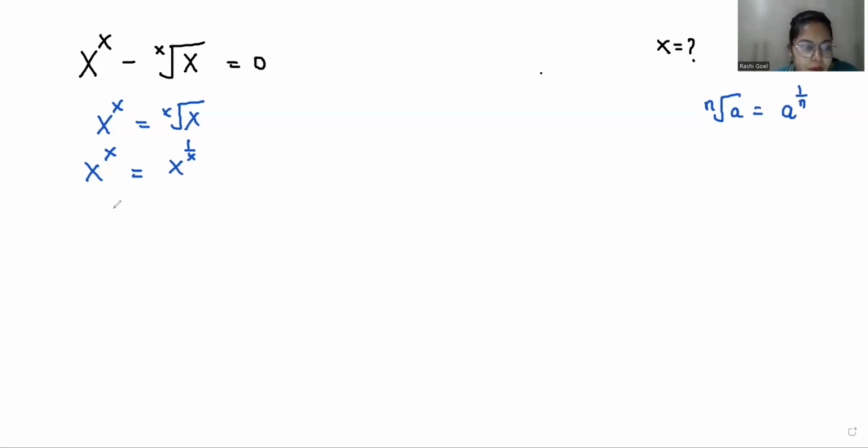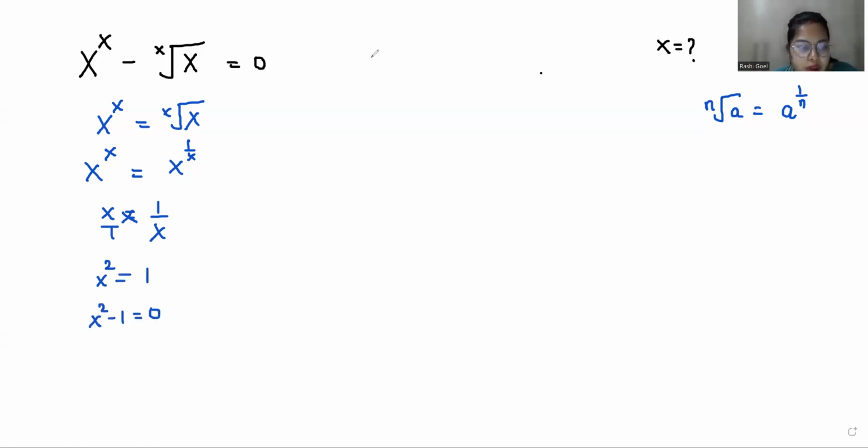So now if we compare both sides, if the bases are equal, their powers are also equal. So x is equal to 1 by x. Now if I do cross multiplication, it becomes x square is equal to 1. So x square minus 1 is equal to 0.